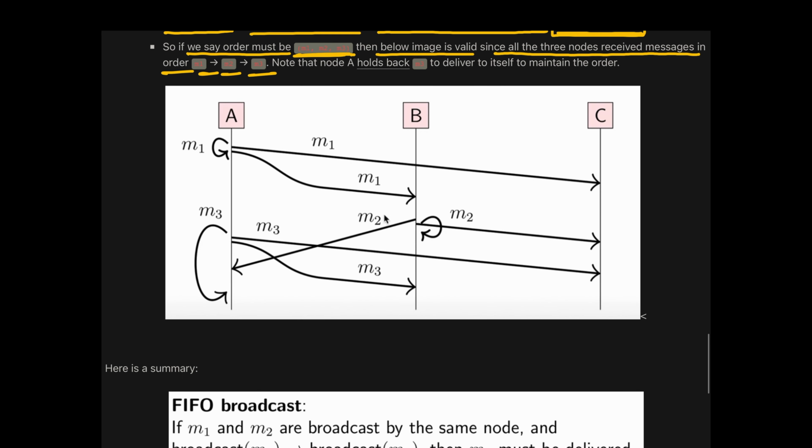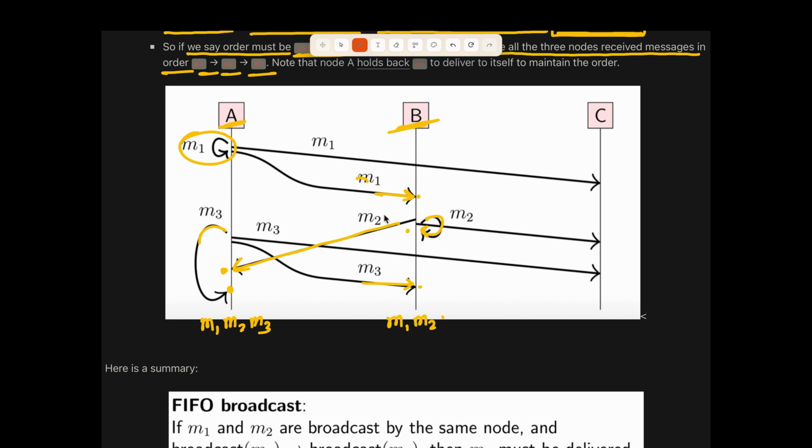So let's take the example of Amit. He received M1 first, then he received M2, then he received M3. So his order is M1, M2, M3. Now let's take the example of Bhavna. She received M1 first, then M2, then M3. So her order is also M1, M2, M3. Now let's take the example of Champak. He received M1, then M2, then M3. So his order is also M1, M2, M3. So you see the views of all the devices, Amit, Bhavna and Champak, are the same: M1, M2, M3.